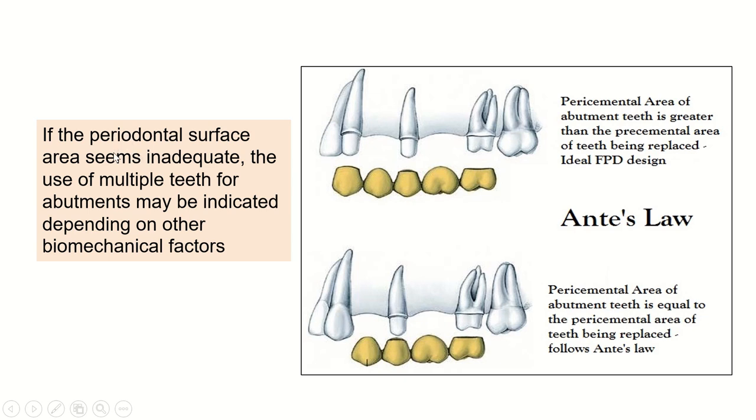Sometimes the periodontal surface area seems to be inadequate حتى لو كانت greater عندي مشكلة ب supporting tissue structure فبالحالة نحتاج إلى multiple abutments أو أحيانا يكون other abutment already needed a restoration فبالحالة we can include extra abutments. كل ما زيدنا abutments كل ما كان عندي more successful with good prognosis. Okay, وأيضا هذا يعتمد على other biomechanical factors اللي راح نشرحها إن شاء الله بالnext lecture.